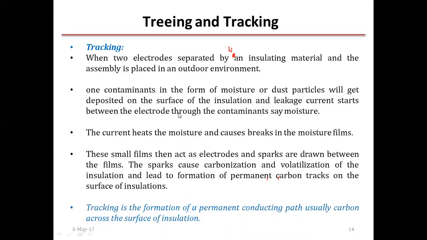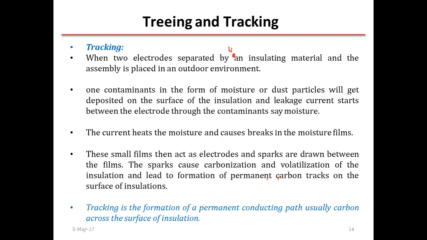Now, tracking. When two electrodes are separated by an insulating material and the assembly is placed in an outdoor environment, a contaminant in the form of moisture or dust particles will get deposited on the surface of the insulation, and leakage current starts between the electrodes through the contaminant, say moisture. The current heats the moisture and causes breakdown in the moisture film. These small films then act as electrodes, and sparks are drawn between the films.